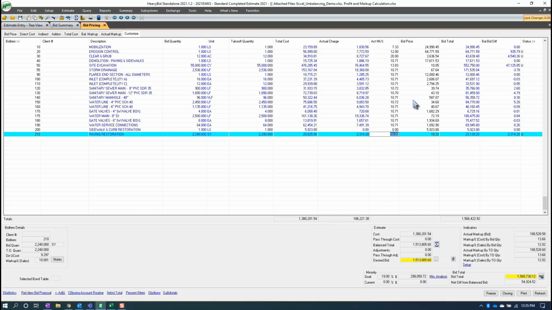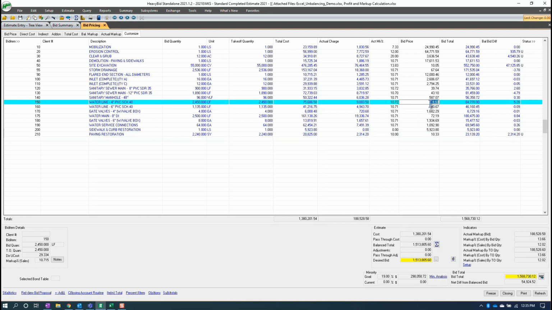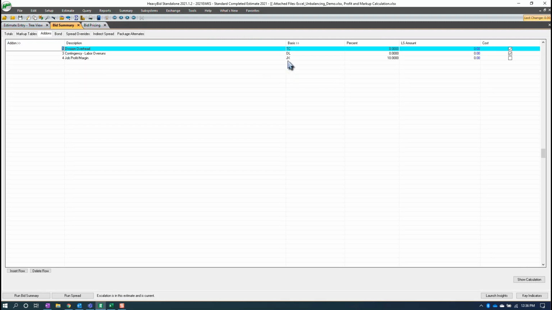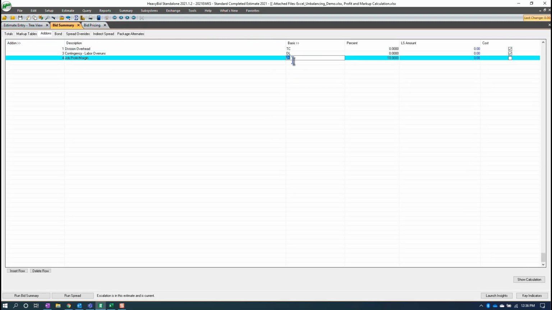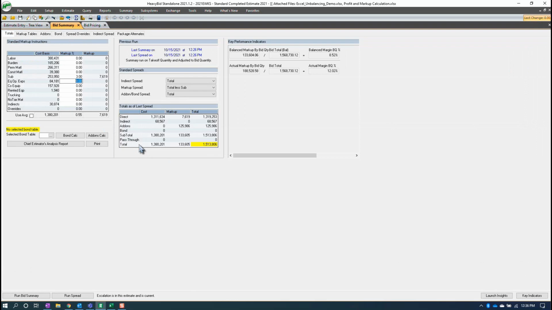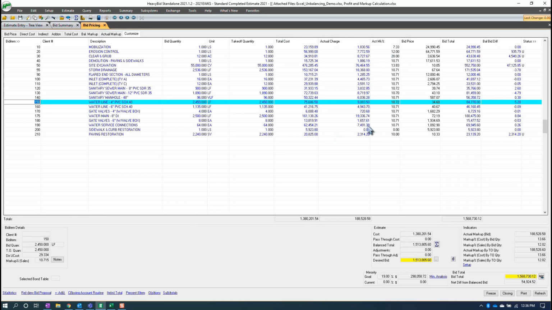Now, one last point that I do want to just show before I close this out. On the bid summary, when I go to the markup percentage, on the add-ons right here, the JX or JB, doesn't matter which one, that is on the balance bid. All right, so those calculate on the balance bid, not on the final bid pricing.